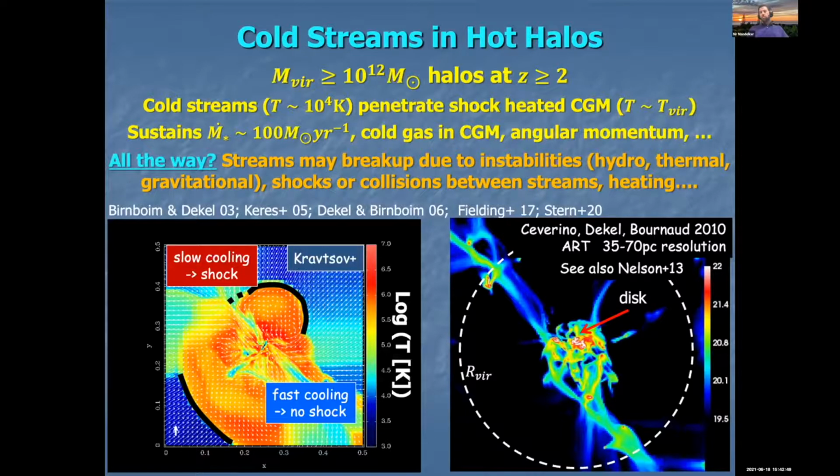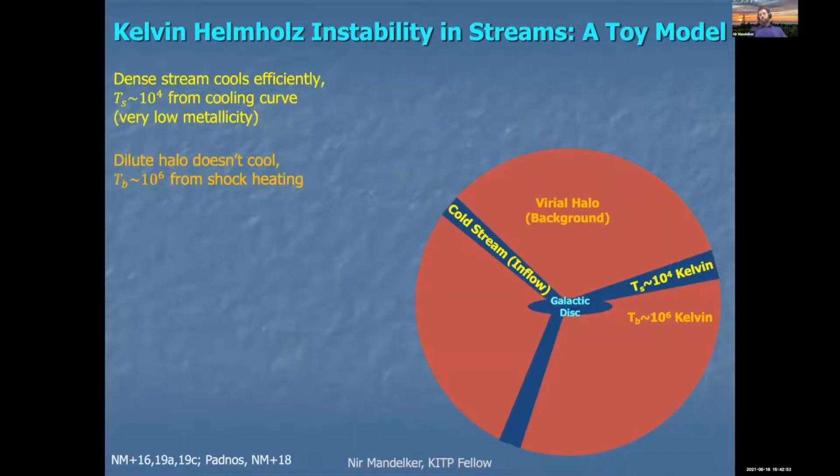And as a result of that, several years ago, my collaborators and I set forth on a mission to really study the detailed physics of the processes of the interaction between cold accretion streams and the hot circumgalactic medium in a systematic way, using a sequence of more and more complex idealized analytical models and idealized numerical experiments.